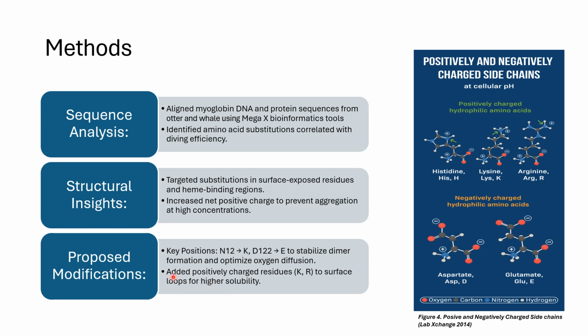And then some proposed modifications for key positions, such as N12, we could swap that to K. And then for D122, we could substitute that to E. That would stabilize dimer formation and optimize oxygen diffusion, so that way we could appropriately diffuse this oxygen to these depleted tissues.